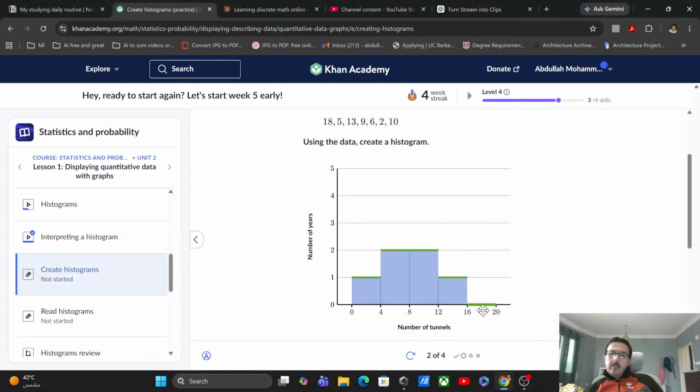And then we got from 16 to 20, 1. How many years? I got 2, 4, 4 plus 3, 7. 1, 2, 3, 4, 5, 6, 7.